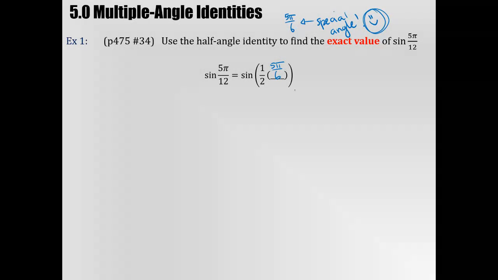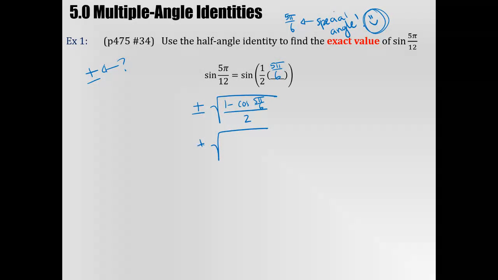So this is half angle for sine. If you recall, this is where it had the plus or minus. I guess I could decide right now whether it's positive or negative, but I'll come back to it at the end. So you've got 1 minus cosine of the angle 5 pi over 6, over 2.